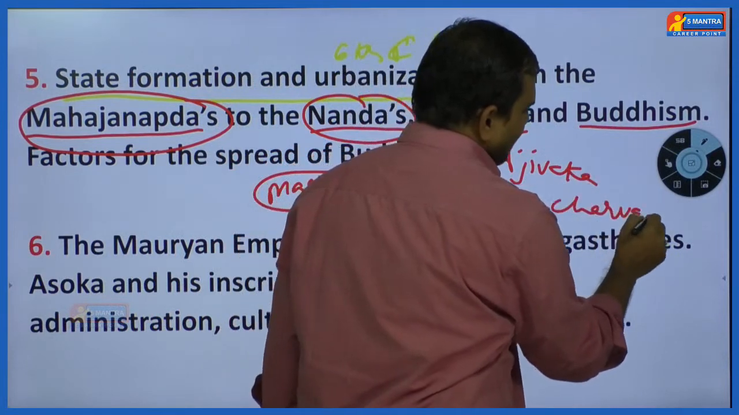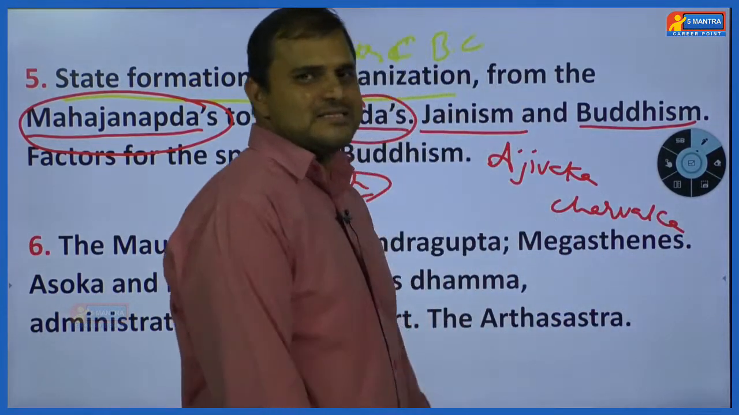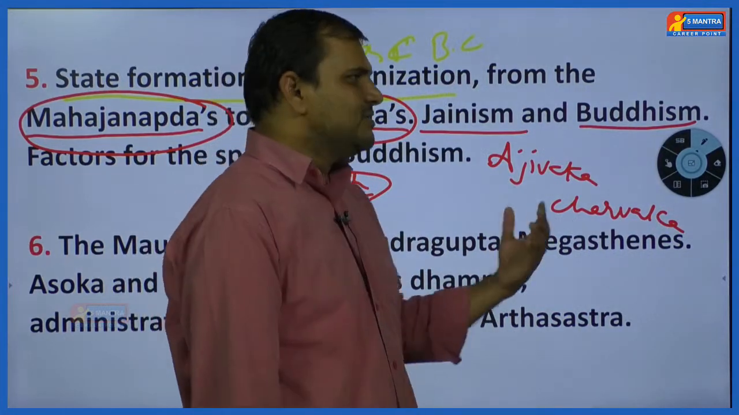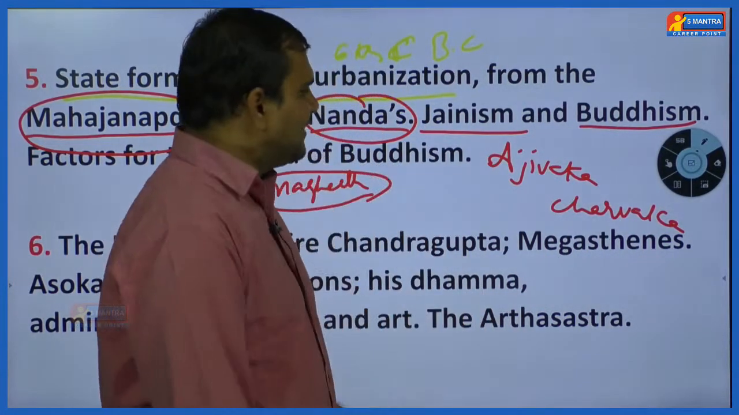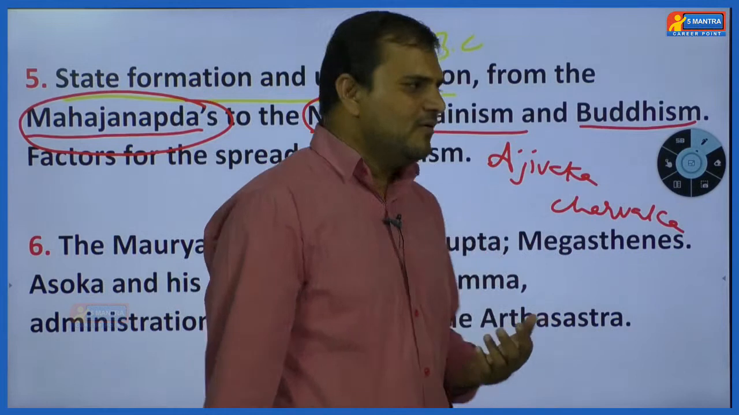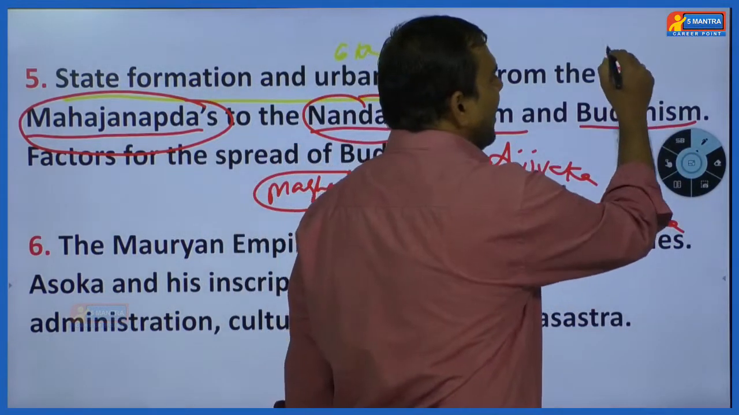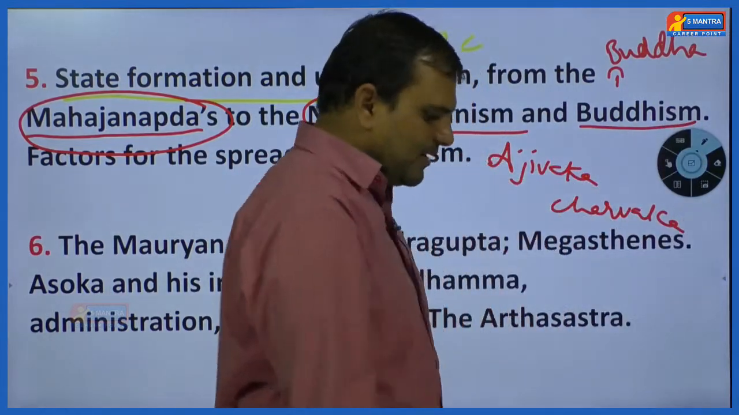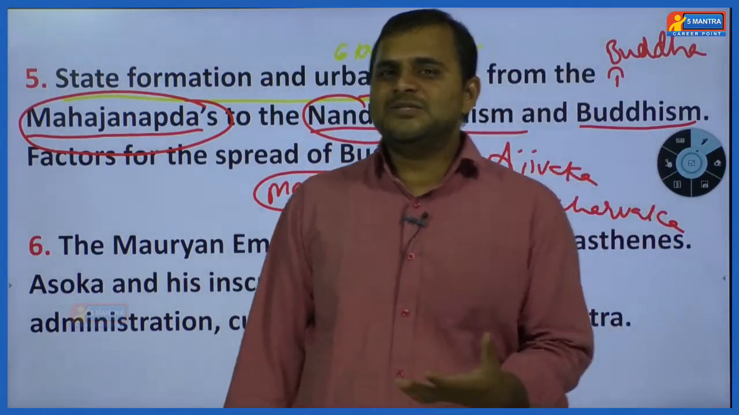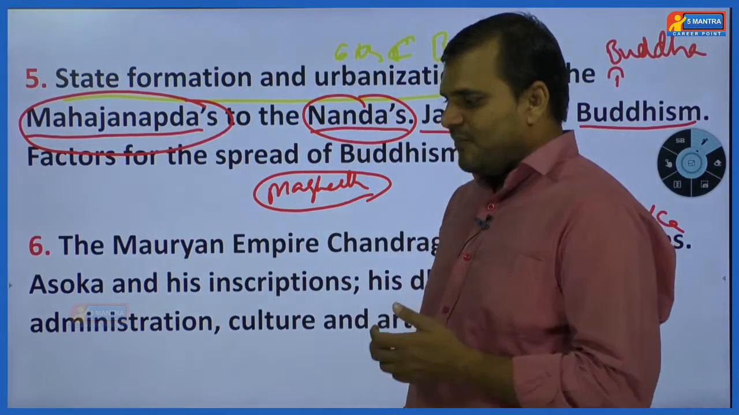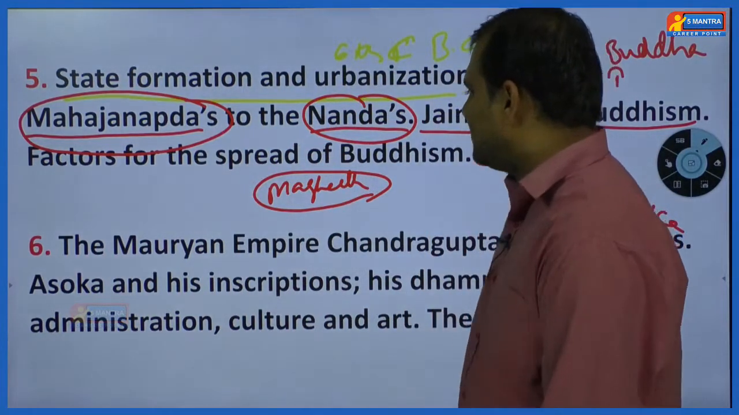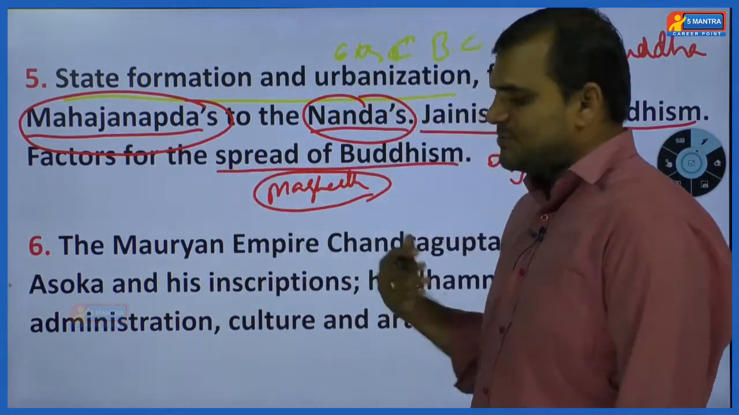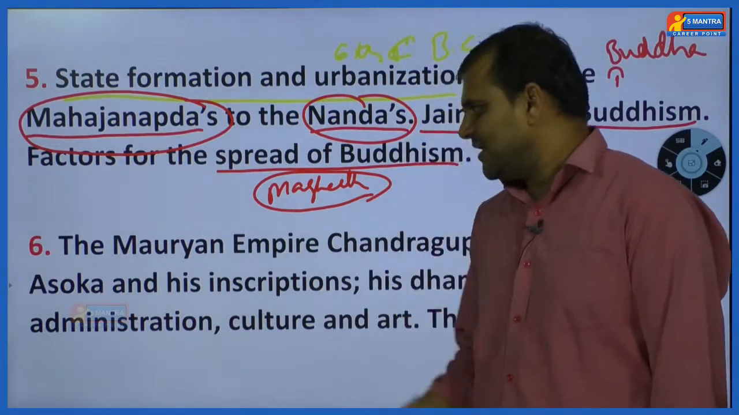Ajivaka and Charvaka. Charvakas is nothing but atheistic philosophy. Jainism is related to the Tirthankaras. In Buddhism, we talked about Buddha and his teachings, and after the death of Buddha, the councils, the factors of the spread of Buddhism, and the spread of Jainism.